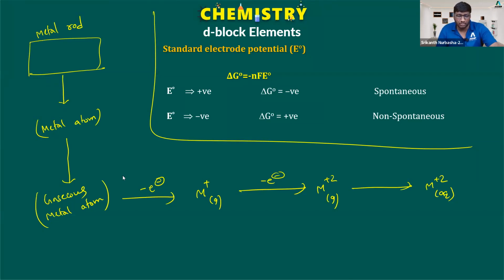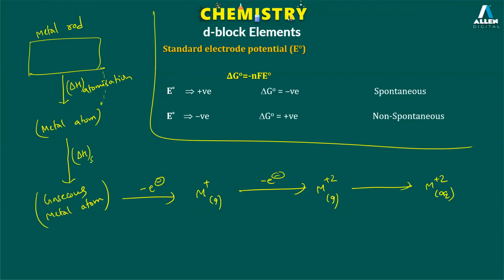From the metal rod, from the iron rod, I have to remove one iron atom. What is this energy called? From the metal rod, removing one atom. What is this energy called? Yeah, very good. Enthalpy of atomization, delta H A. From the metal atom, if I want to convert it into the gaseous state, what is that? Enthalpy of sublimation. Very good.